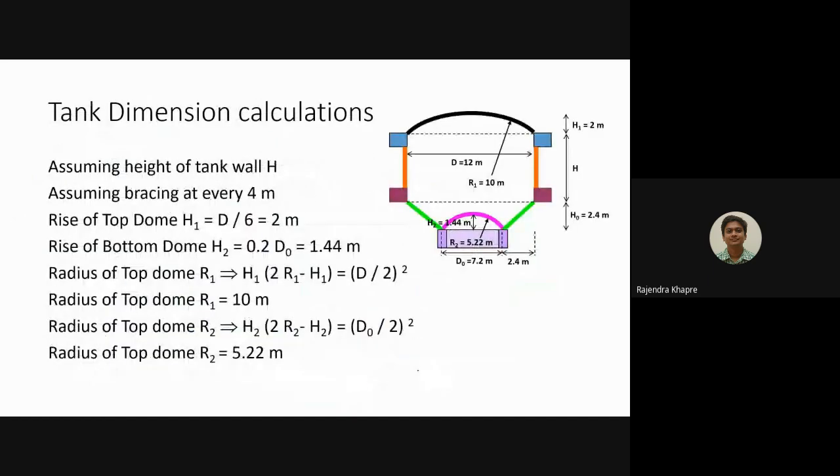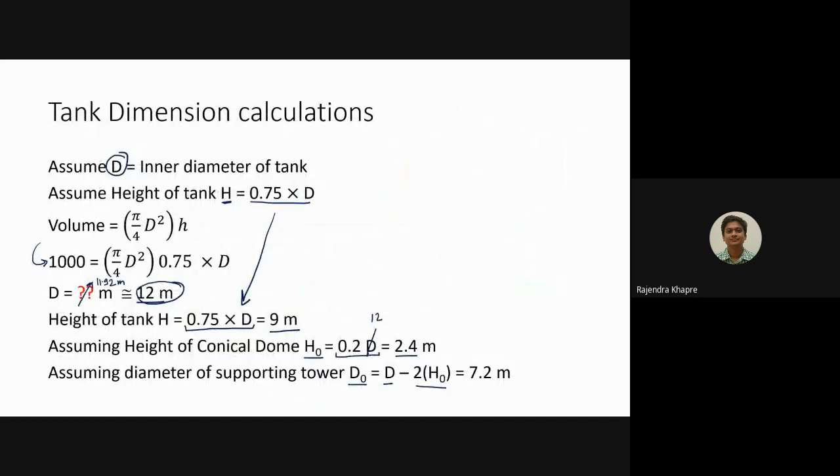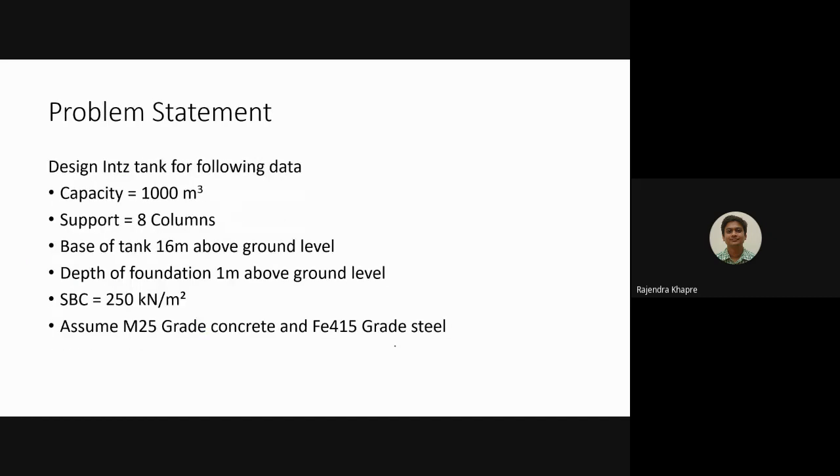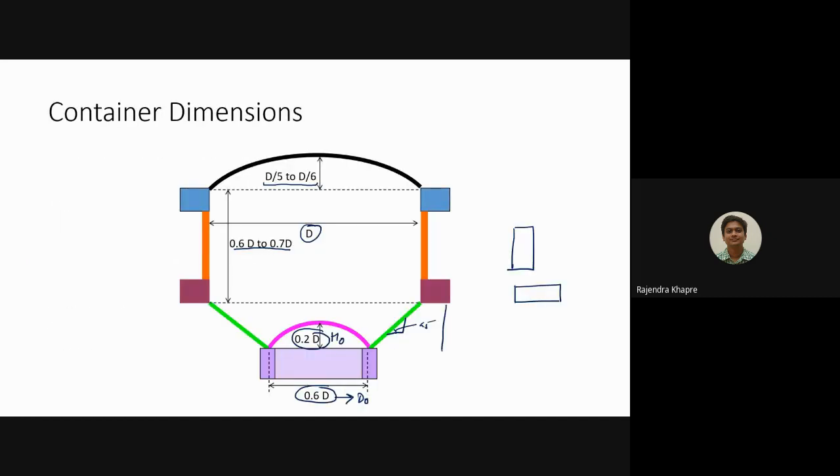Yeah, this is h0. Sorry. Okay, where did it go? Yeah, this h0 is nothing but the height of the conical dome. That is this height. Okay, not this height. This is not h0. This is h0.